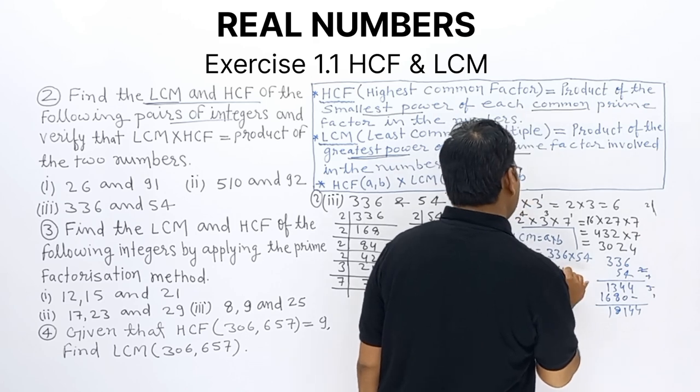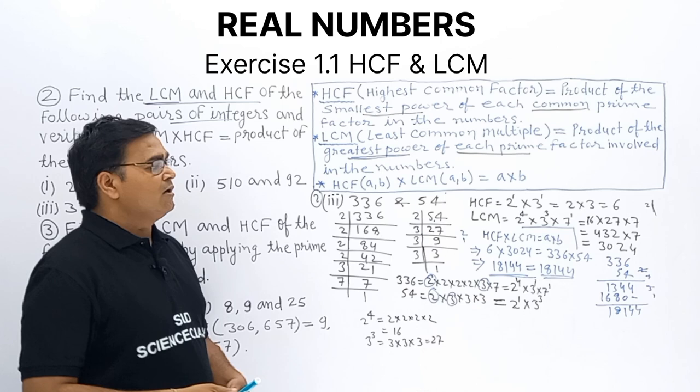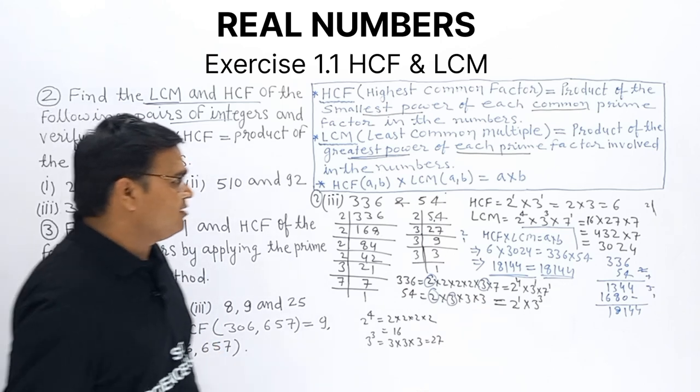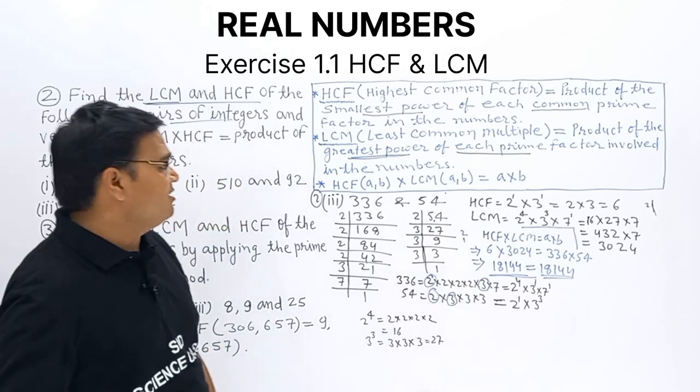It means we are getting left hand side equal to right hand side. So what can we say, our result is correct. Our HCF and LCM whatever we found there will be correct.